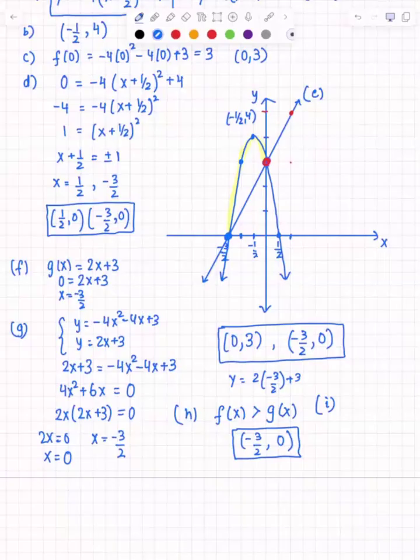So where is the function decreasing? Where x is increasing, y is decreasing, and that we can see is here, right? This into here, x is increasing, y is decreasing. So that is starting from the vertex, which was at negative 1/2, and this will carry on to infinity.